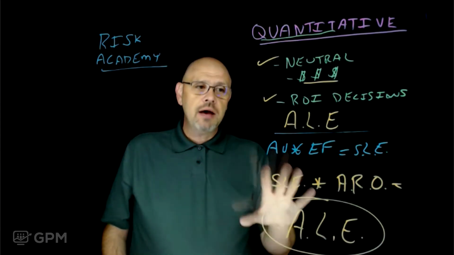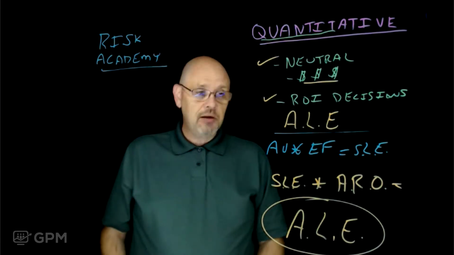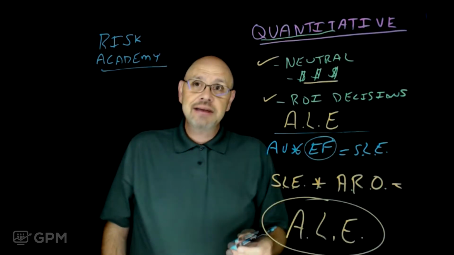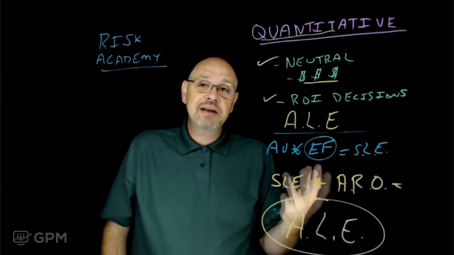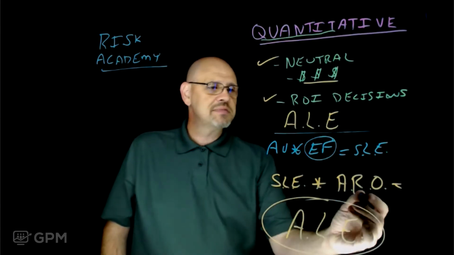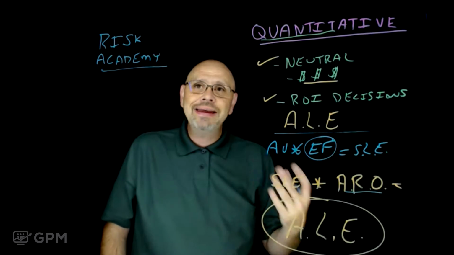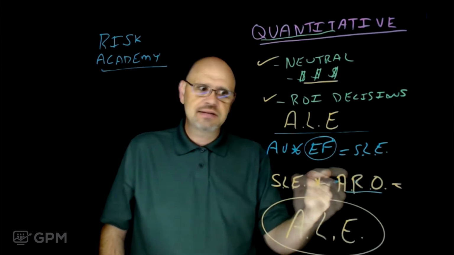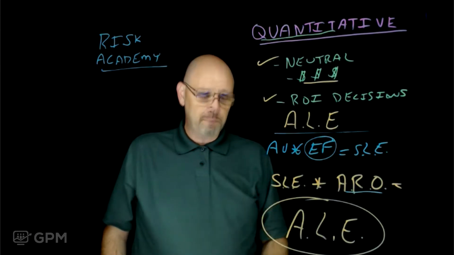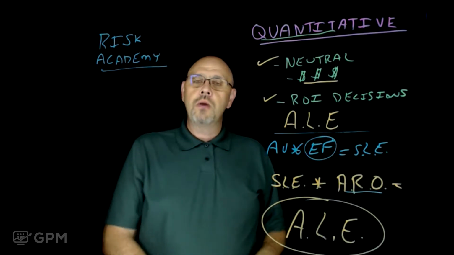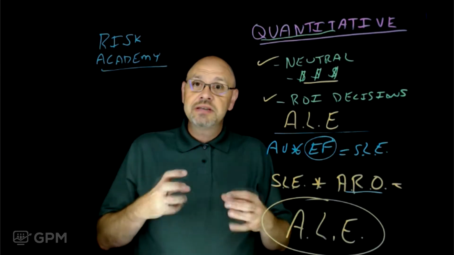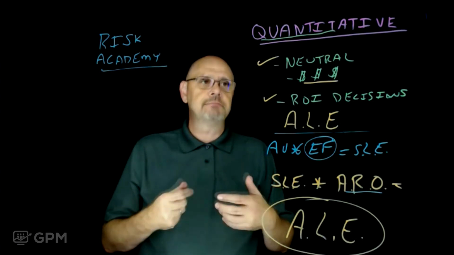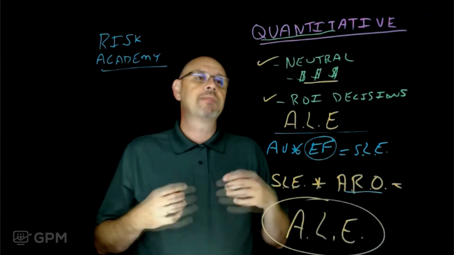However, it is so hard to figure out things like, what does my exposure factor actually mean? I know how much my asset's worth, but how much of that am I exposed? And then how many times a year does that actually occur, or might it occur? Because you're trying to predict or project some things that you may not actually know. So qualitative typically is the most common use because it's the best guess and it's easiest to do.